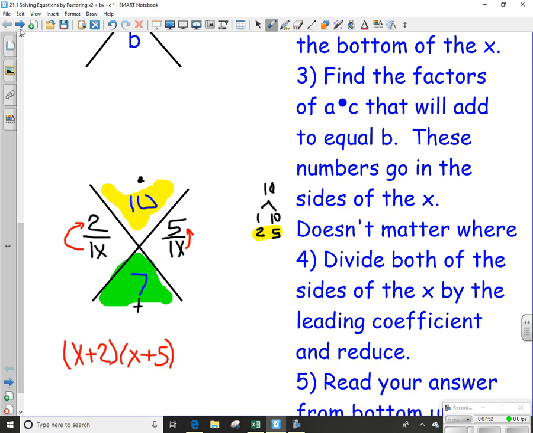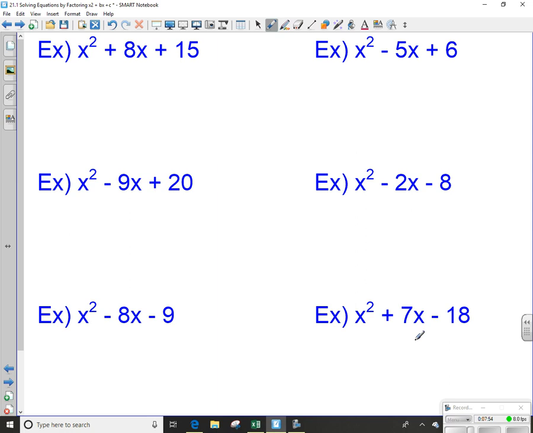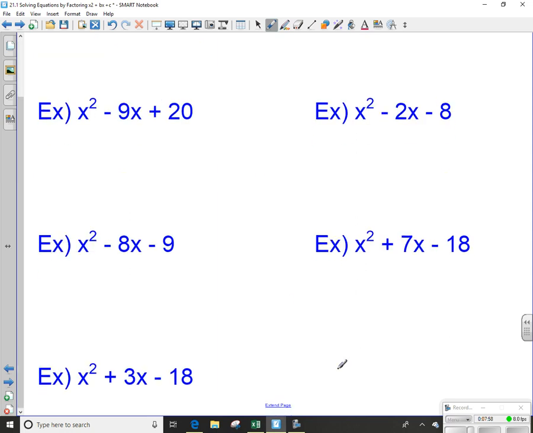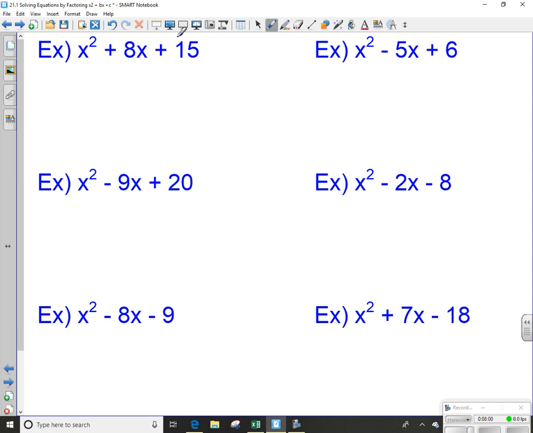Okay. So if we go to the next page at the back here, I have a bunch of other problems to try. So take a minute and try this one, x squared plus 8x plus 15, either the first method I showed you or that x method, whichever way you like better. So again, pause the video, try this one, and then come back and check it here in just a minute.